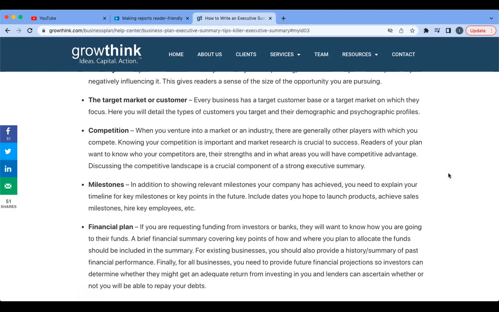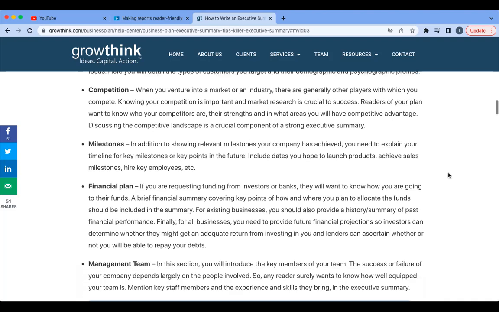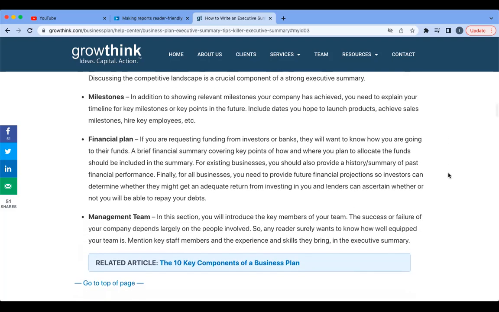Competition is another component that you need to address. When you venture into a market or an industry, there are generally other players with which you compete. Knowing your competition is important, and market research is crucial to success. Readers of your plan want to know who your competitors are, their strengths, and in what areas you will have a competitive advantage.